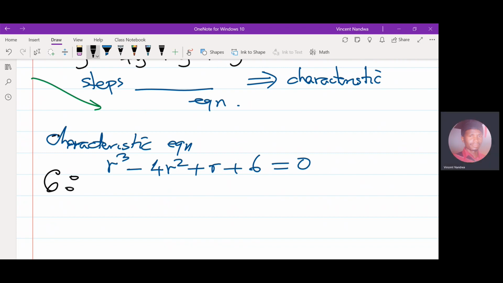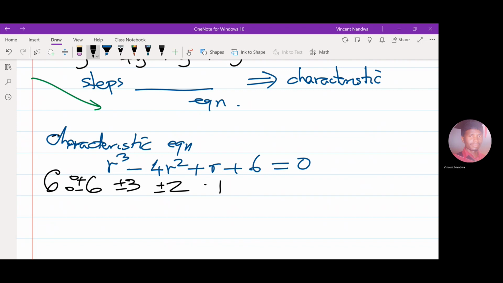What are the factors of 6? 6, 3, 2, 1. And then you can make them plus or minus. So it can either be -6 or +6, -3 or +3, -2 or +2, or -1 or +1. Then you do trial one by one.